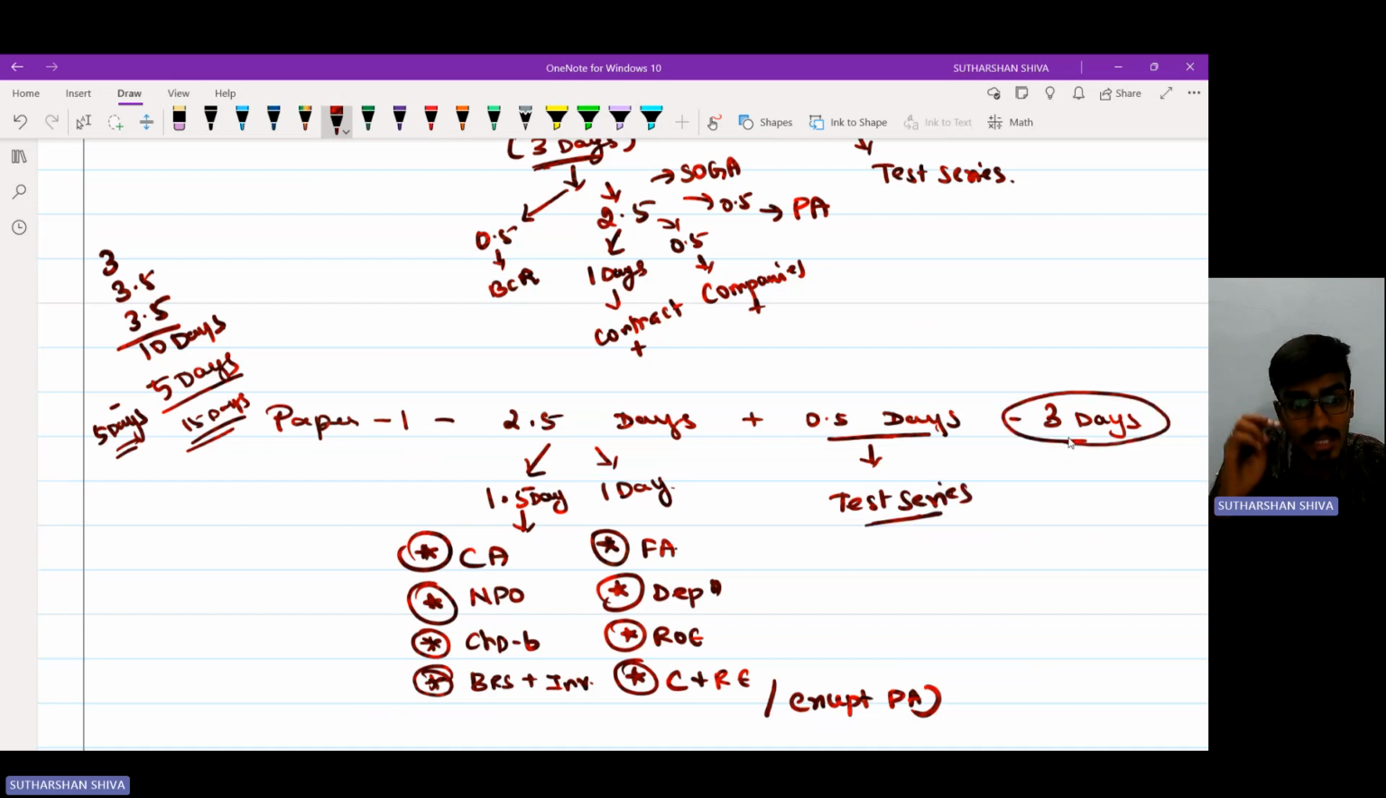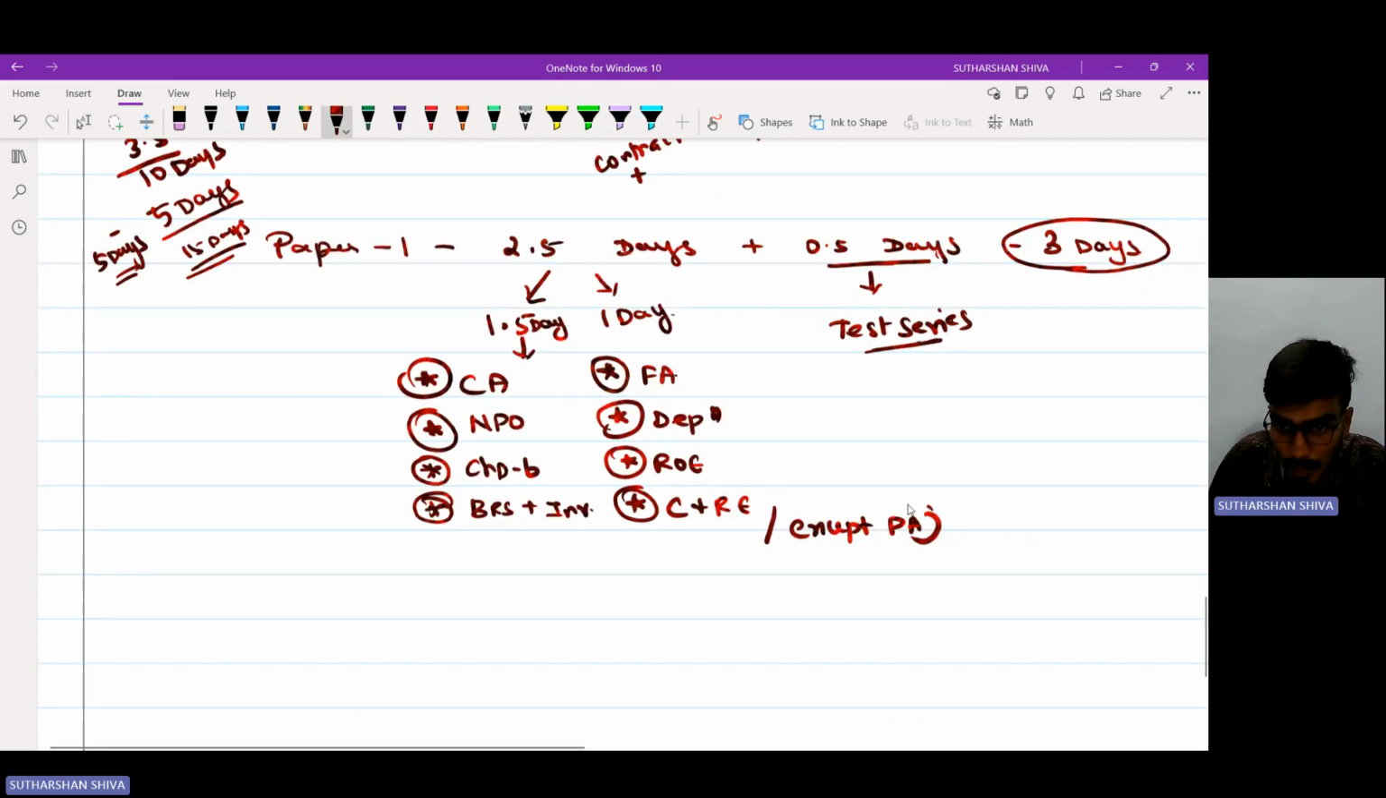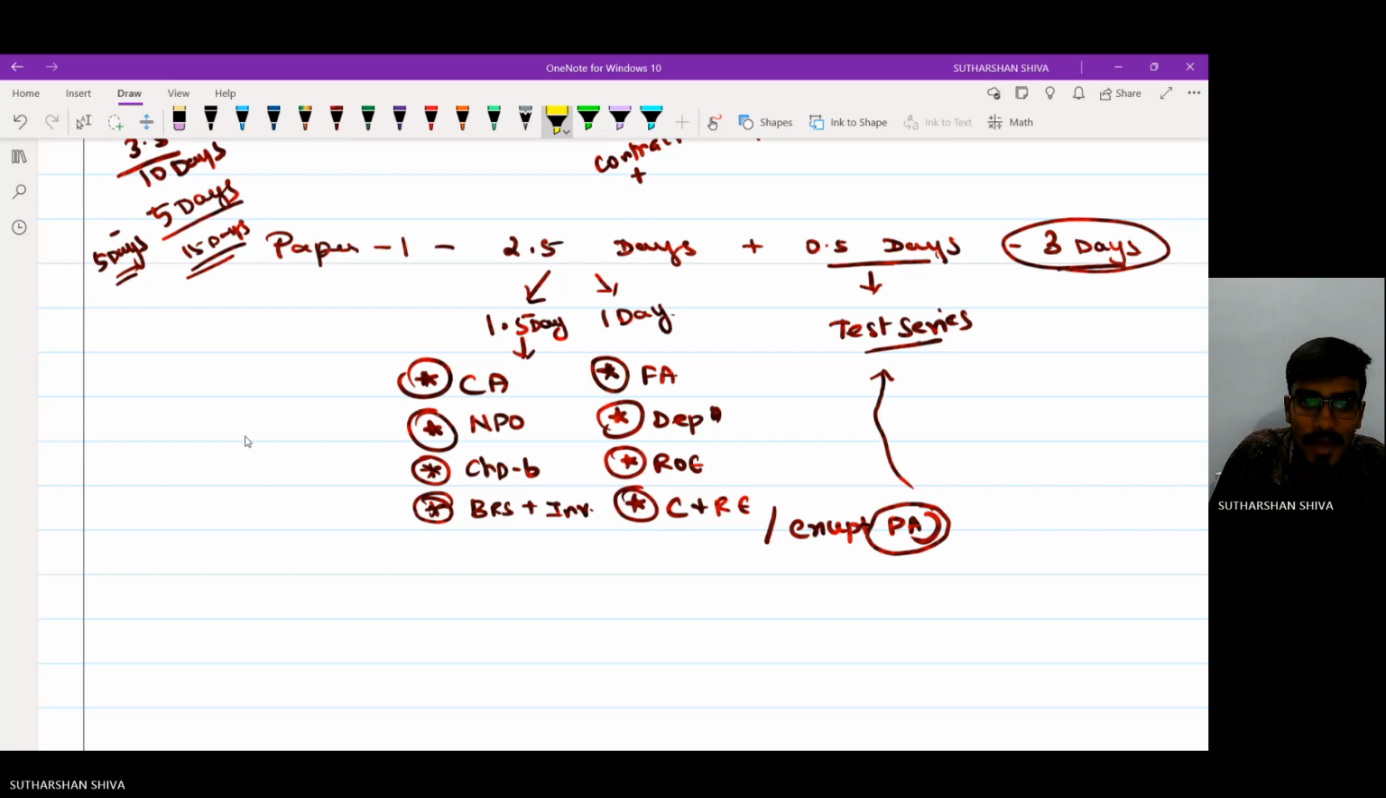3 days are gone. Still you are left with 2 days. In the last 2 days, don't write anything without partnership accounting in the test series, but we have already prepared partnership accounting in the first revision. After these 3 days, mark which chapter you are finding difficult to do in your examination. Which paper or which chapter you feel is difficult. Some may feel NPO is difficult. Some may feel rectification of errors is difficult. Some students will feel they do not have a very good grip on company accounts and all. They may feel in this way.